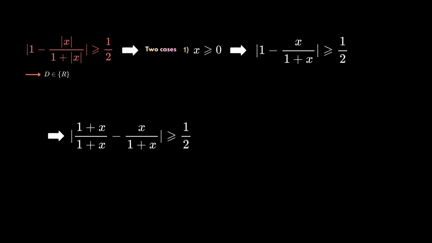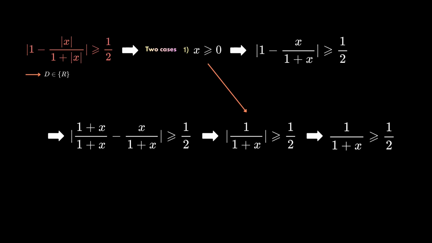We know that we can just replace 1 with (1 plus x) over (1 plus x), and from here we're going to get the absolute value of 1 over (1 plus x) is greater than or equal to 1 over 2. And we know that x is always positive, so we can simply get rid of the absolute values because that function is always positive. So 1 over (1 plus x) is greater than or equal to 1 over 2, and from here, simply said, x is between 0 and 1.